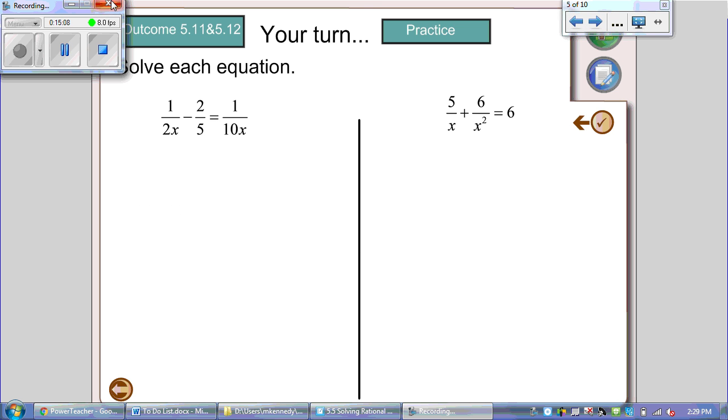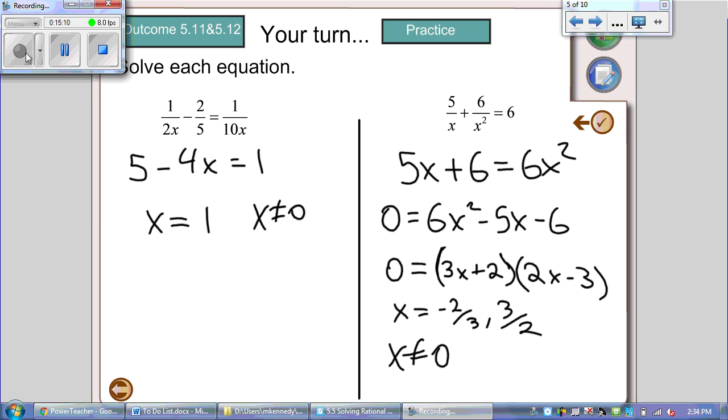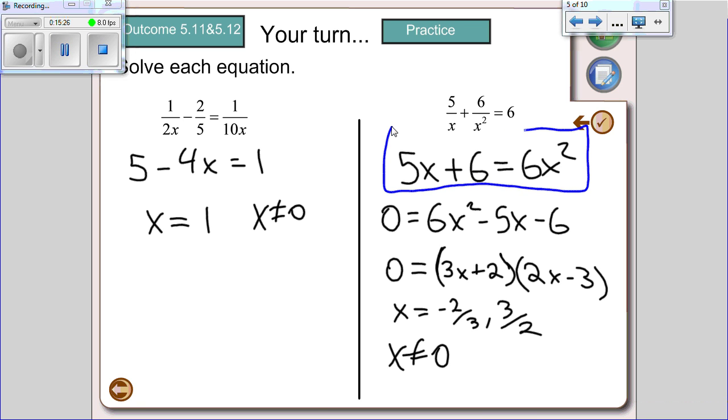First one, people seem pretty happy with. Okay, second one seems like it caused a little bit of issues. Most people got to this stage that I'm going to highlight in blue just fine. What a lot of people didn't do was my next step, where I moved these things to the right. A lot of people moved this one thing to the left. So you would have had negative 6x squared plus 5x plus 6 equals 0.